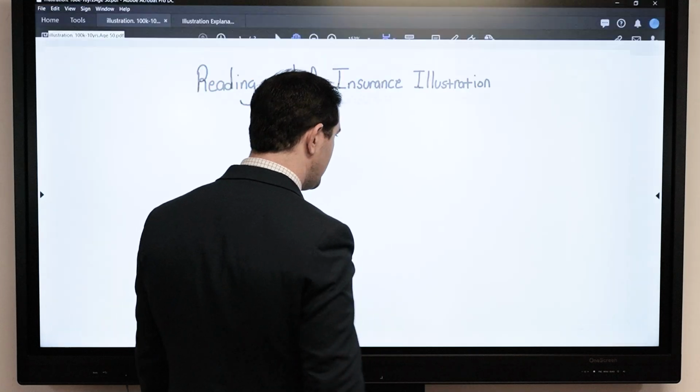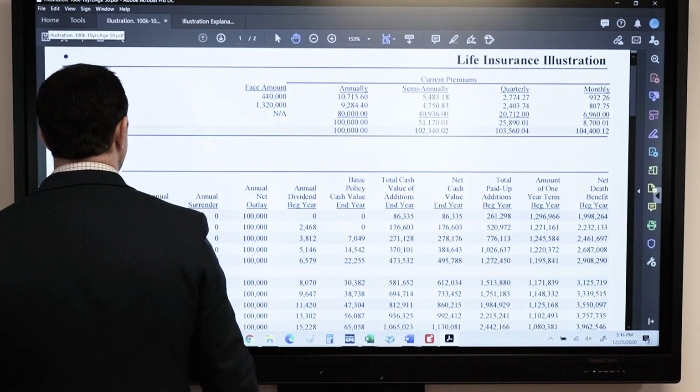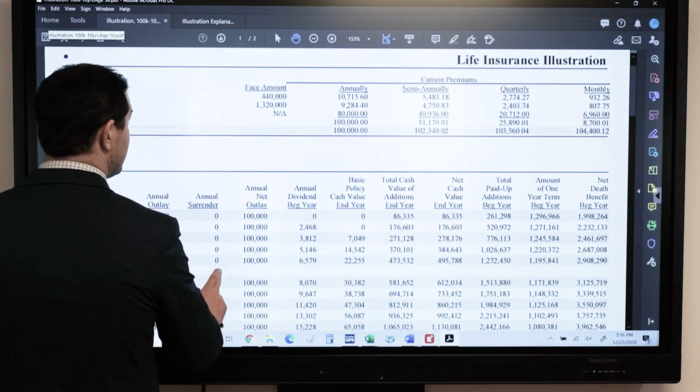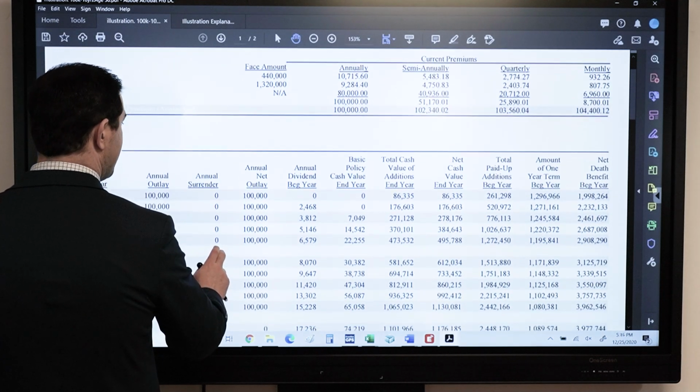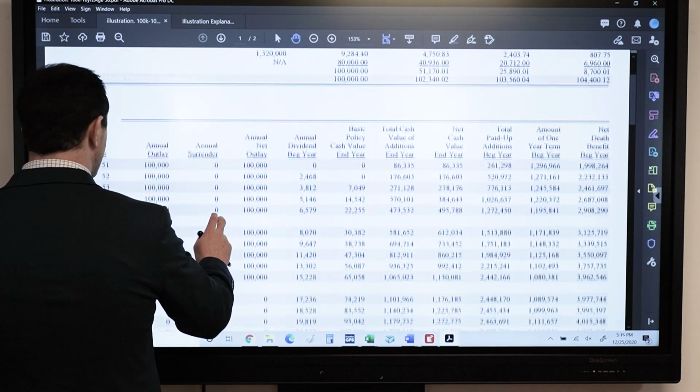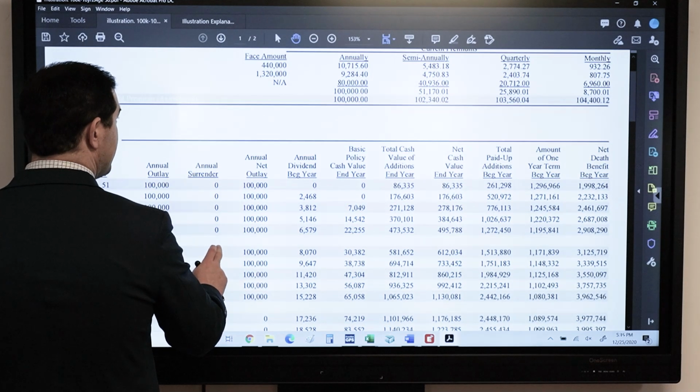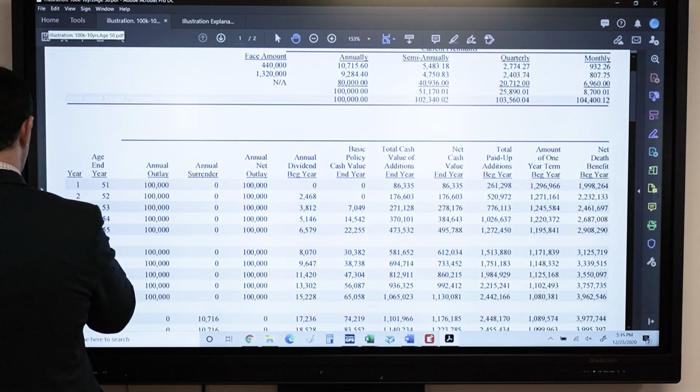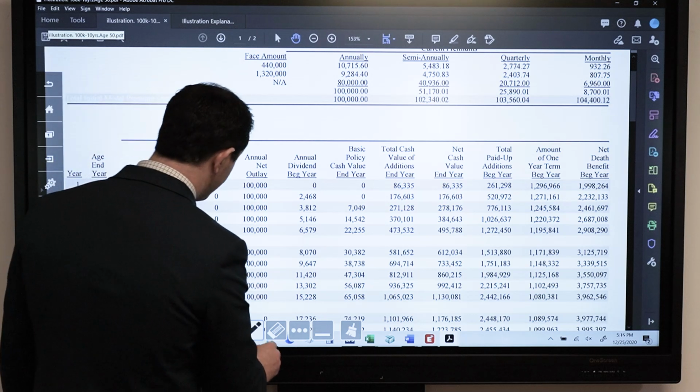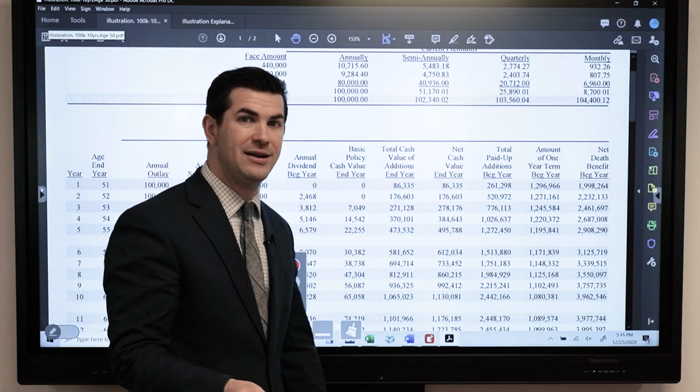We're going to look at two illustrations here with different companies. We took the companies' names off of these illustrations, but let's have some fun. So first, we're going to look at a 50-year-old male who's paying in $100,000 per year for 10 years. That's a total of $1 million.